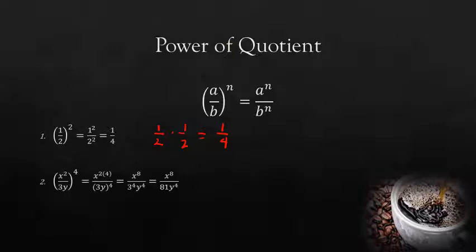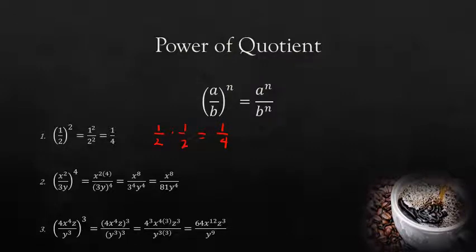Next example, let's say we have x squared over 3y, and this whole thing is raised to the power 4. So we raise x squared to the power 4 and 3y to the power 4. Notice 3y, we need to apply the product rule. So x to the power 2 times 4 will become x to the power 8. And 3y, again, we need to use the product rule, or the power of a product. So that becomes 3 to the power 4, y to the power 4. And then we calculate 3 to the power 4. So our final answer is x to the power 8 over 81 y to the power 4.